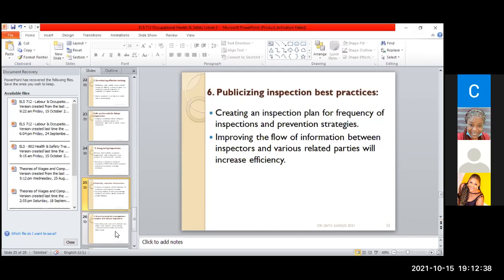Of course, when you improve the flow of information between inspectors and various related parties, it will increase efficiencies, and they will be better off. As I said earlier, there's always room for improvement. So let's make this an attempt to strengthen labor inspection. If you have it in your circle of influence, if you have the opportunity of being part of health and safety committees, these are issues that must be on the front burner.